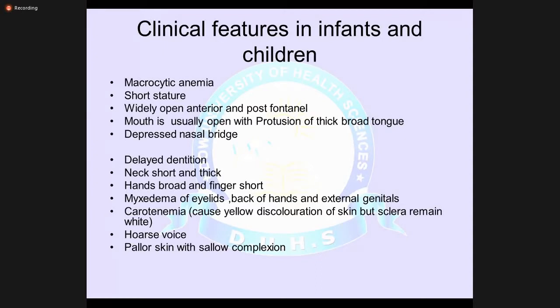So if you see a baby with macrocytic anemia, short stature, widely open anterior and posterior fontanelle, an open mouth, broad tongue, depressed nasal bridge, delayed dentition, short neck, broad hands and short fingers, and myxedema of the eyelids, back of hands and external genitals, and you see carotenemia, and you observe a hoarse voice in that child, and you see pallor with a sallow complexion, all these are the clinical features that you expect to see in a child with hypothyroidism.